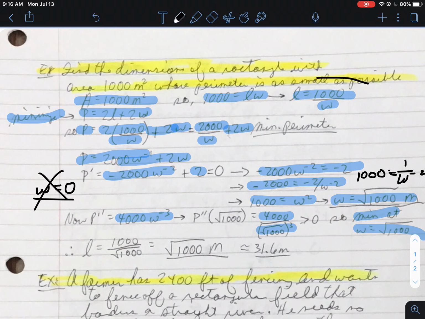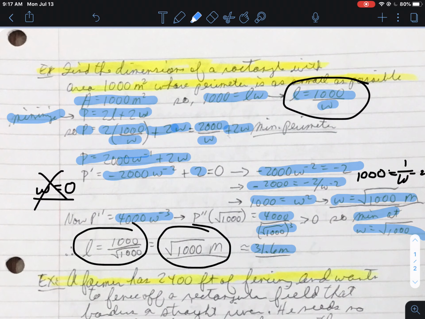So I would be looking at the dimensions of this rectangle. Actually, it ends up being a square because notice I got square root of 1,000 for each of our width and length. So approximately 31.6 meters for the width and for the length. All right, so to minimize the perimeter of this rectangle, it actually becomes a square.